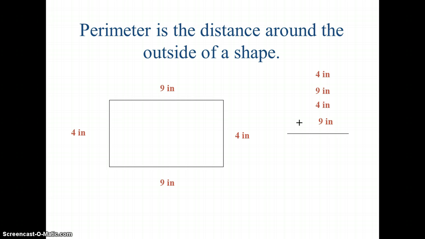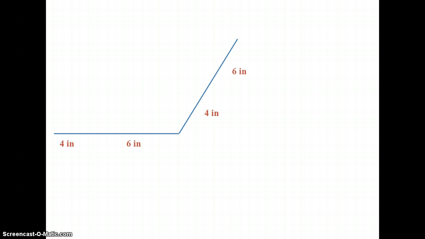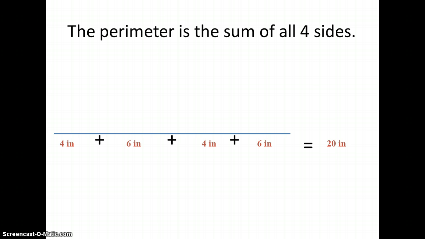In order to find the perimeter, I simply add all the sides. 4 plus 9 plus 4 plus 9. And in this case, the perimeter is 26 inches. You can also think of perimeter like this. If I were to take the shape apart and make a line segment from its sides, I would ask myself, how long is this line? Well, to find the length of this line, I simply need to add all the sides.